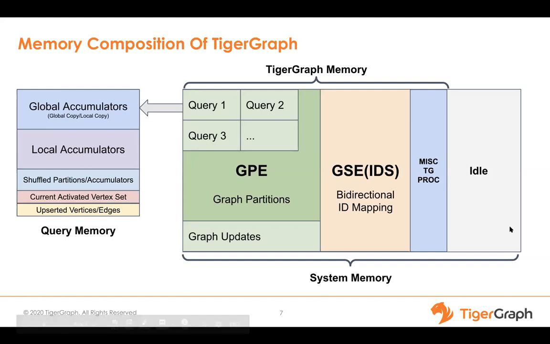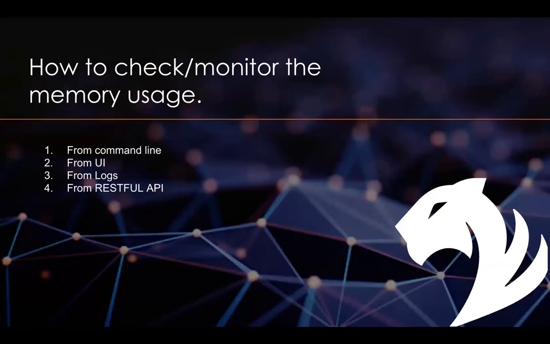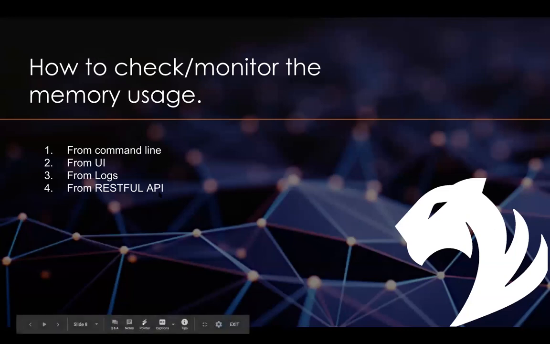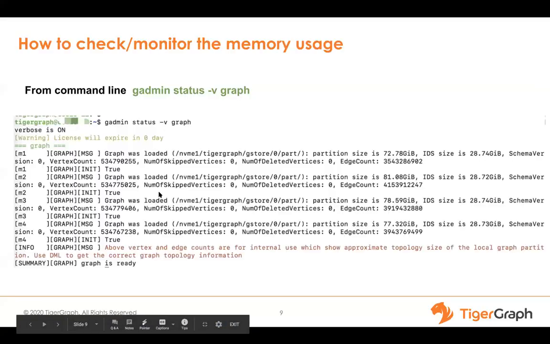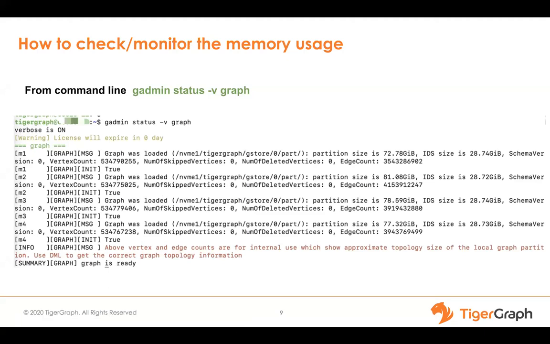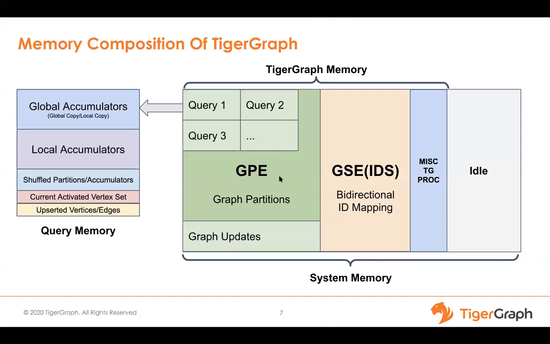So this is the memory composition of TigerGraph. Next, I will talk about how to check and monitor memory usage. There are four ways of looking at memory consumption, and I'll go over each of them. For the first method, you can do it from the command line. You can run the command gstatusgraph -v. This is a very commonly used command. With this command, we can quickly check the total vertex count and the total edge count, as well as the partition size and the IDS size. These two numbers correspond to the GPE size and the GSE size.